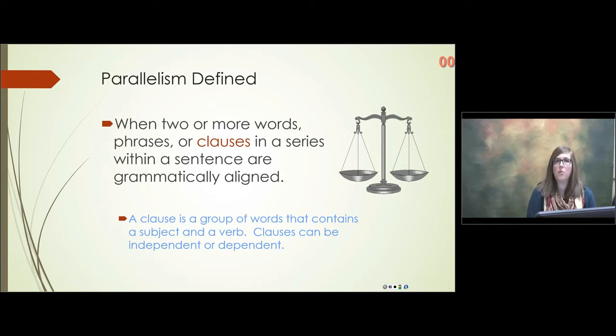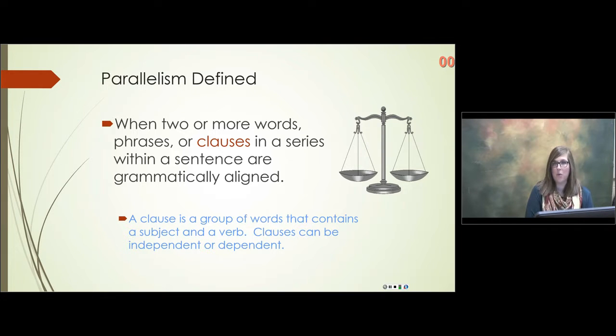So, for the most part, you're going to want to consider parallel structures as like parallel lines. There are two or more lines that are going in the same direction, that are angled in the same manner, and that don't change no matter how long they go on. Or, as I like to consider it, scales that are equally balanced. So, when parallelism works, it's when two or more words or phrases or clauses in a series within a sentence are grammatically aligned.